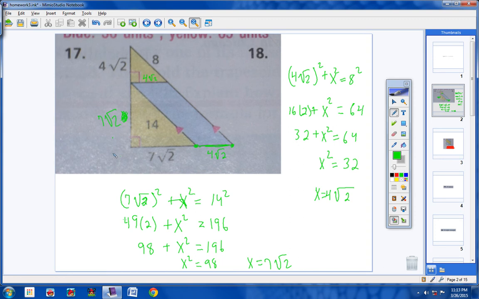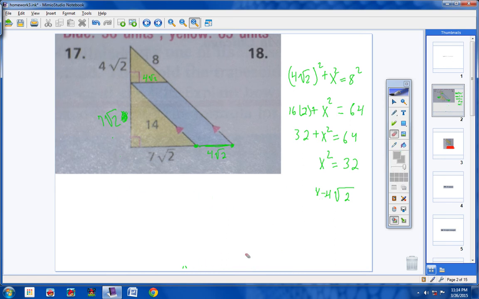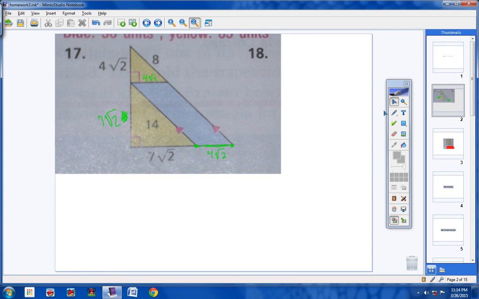Alright, so the base of my blue parallelogram is 4 square root of 2. The height of my blue parallelogram is 7 square root of 2. So the area is base times the height. So 4 square root of 2 times 7 square root of 2. 4 times 7 is 28. Square root of 2 times square root of 2 is just 2, which would be 56. So for number 17, 56 is the area of the blue, okay?